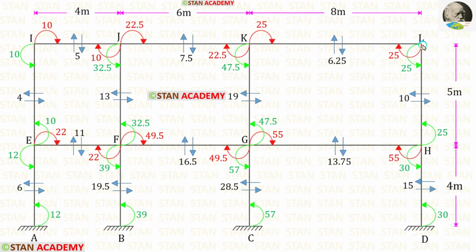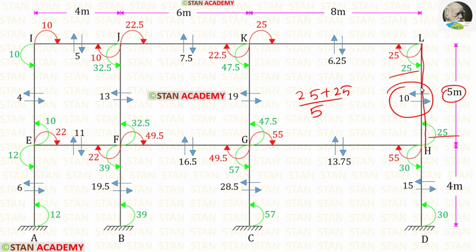Now let us find for the member LH. For that, we have to add these two moments, so 25 plus 25, and then divide by the length of 5. When we do that, we will get 10.